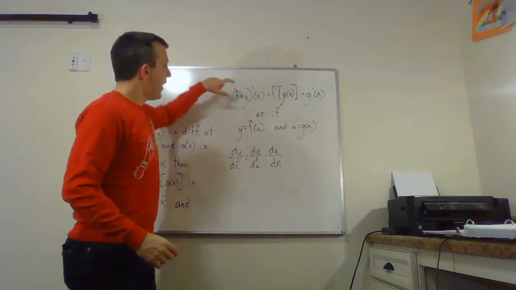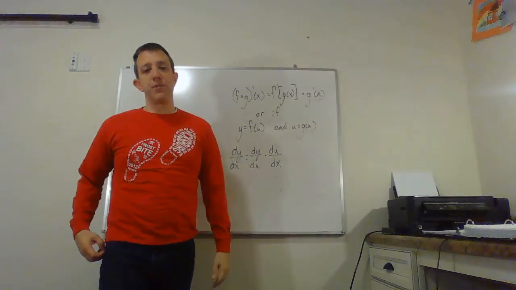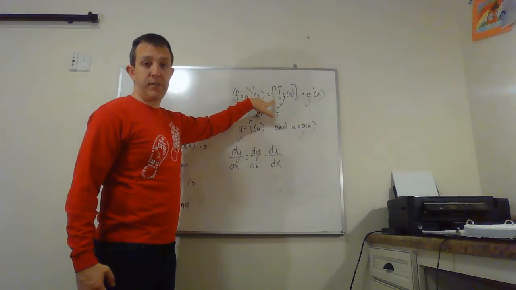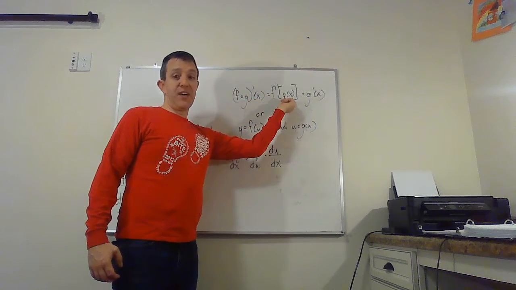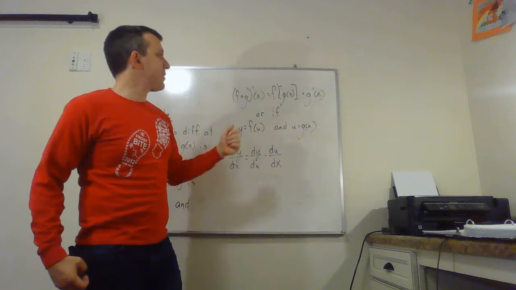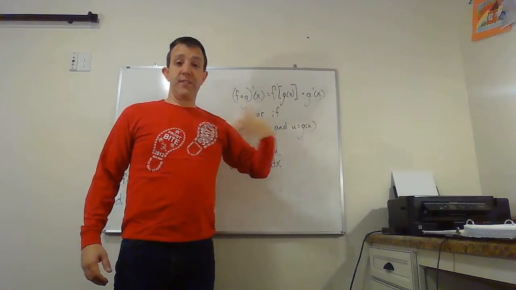So basically, I'm going to focus on this part of the definition up here because I think it's the most useful. You take the derivative of the outside function, but you leave the inside function inside of it. We'll see an example here in just a minute. And then you multiply by the derivative of that inside function.